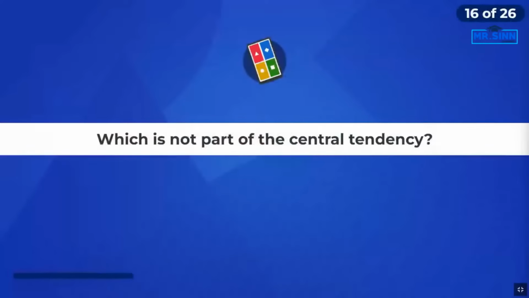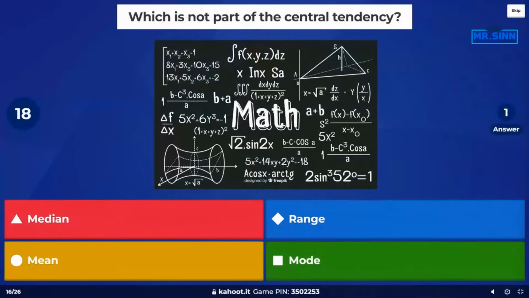So those would be for those, if you did put those. A couple of people did, not that many. So we're going to go on to the next one. But hopefully this is helping out. It's always fun to do the Kahoots and live streams. All right, here we go. Which is not part of the central tendency. Central tendency. All right.